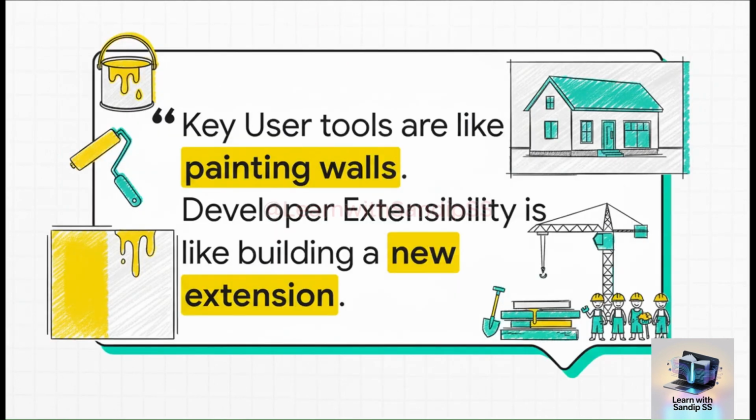I love this analogy because it just makes so much sense. Think about it like this. Almost anyone can go to the store, pick out a new paint color, and paint a room. That's your key user extensibility. But what if you want to build a whole new extension on your house? You're not just going to start knocking down walls, right? No, you need an architect, you need a crew, you need people who know the building codes like the back of their hand. That is developer extensibility.